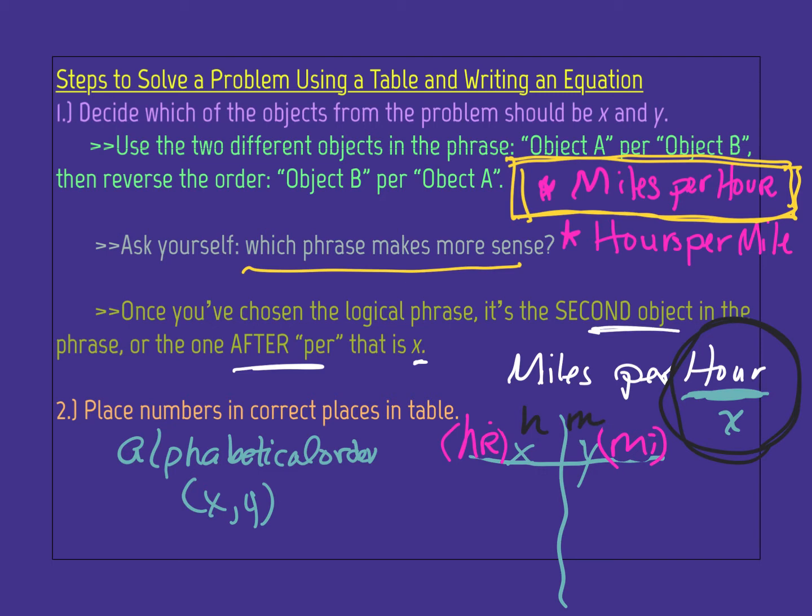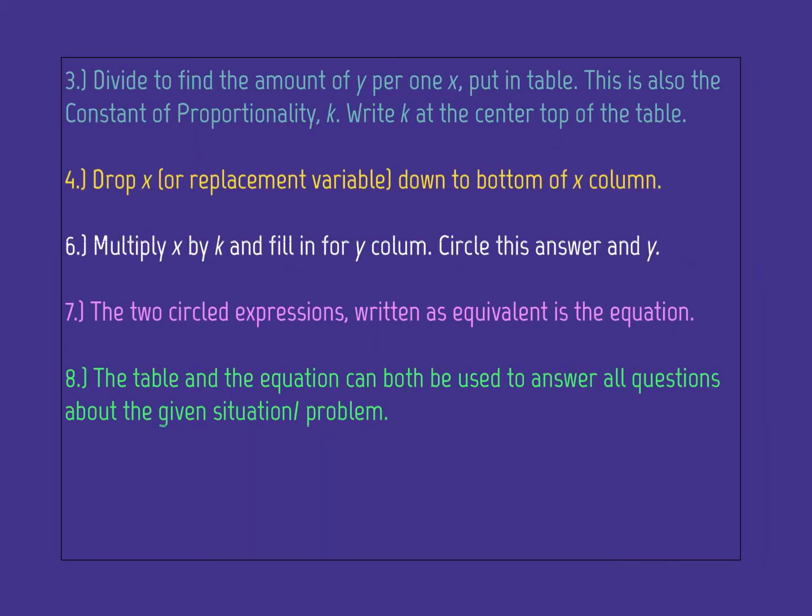Because I'm going to switch the page, I have to rewrite the table, okay? So, make sense? Also, the reason you always go back and double check your work. So I did that on purpose. Okay, miles per hour. Hour is second, so that is my X, and X goes in alpha order in my table, therefore comes first. So, what's my next step?